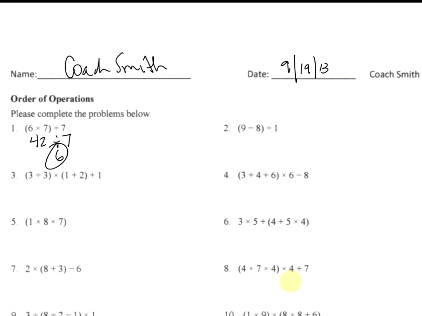Cameron, what did you do first? Okay, you did the parentheses first, which says 9 minus 8. And that's what you get. 1 divided by 1, which is 1.